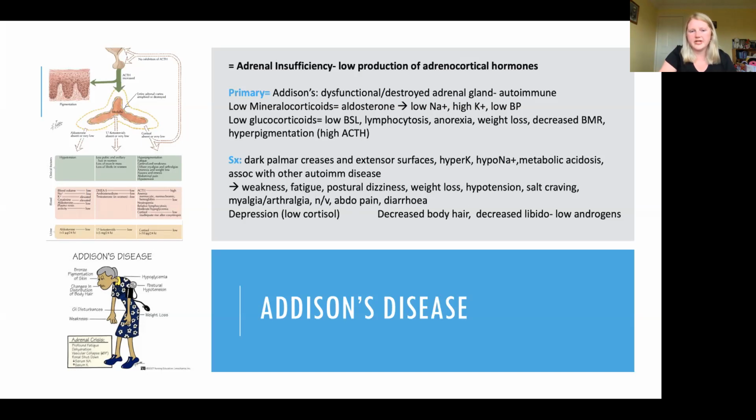In terms of cortisol, we can see impacts on your ability to fight infection, as well as your blood sugar control, and your mood can be quite varied in terms of its effects. And in terms of androgens, we don't tend to see these quite as present as the other signs, but you can notice decreased body hair and decreased libido, particularly in females.